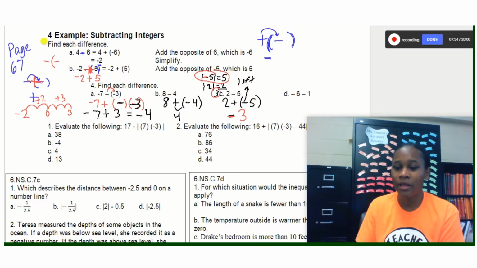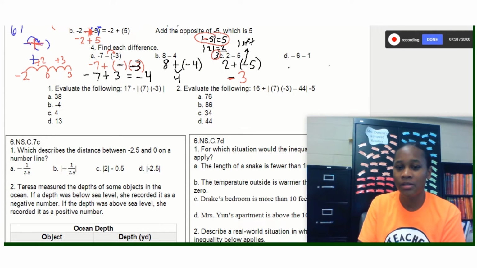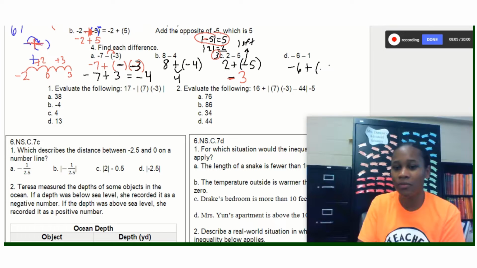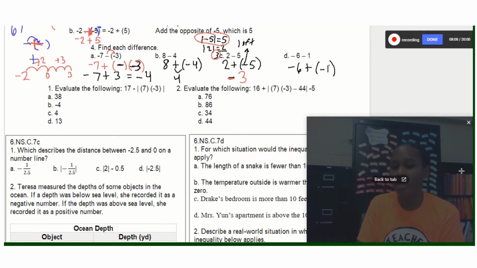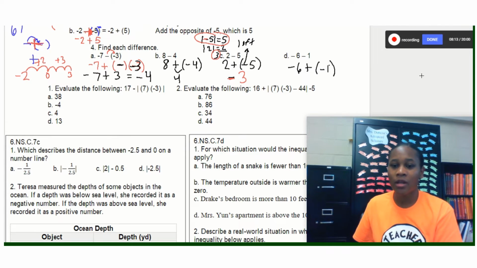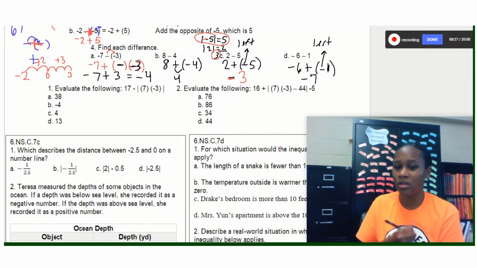Now if you rewrite this as -6 plus -1, you can kind of understand what's going on here. -6 plus -1. So you will start at -6 and add units. Add units which way? To the left, because going to the left is negative. Going to the left one time. And that's how you'll end up with -7. So the answer is -7.